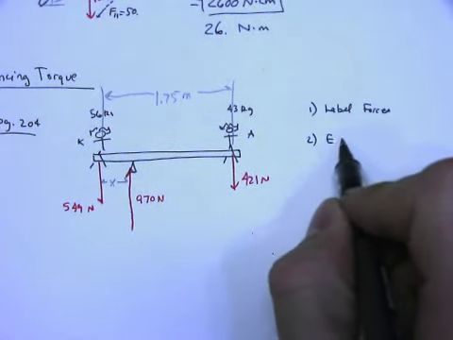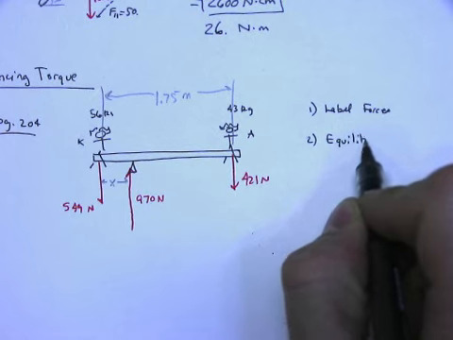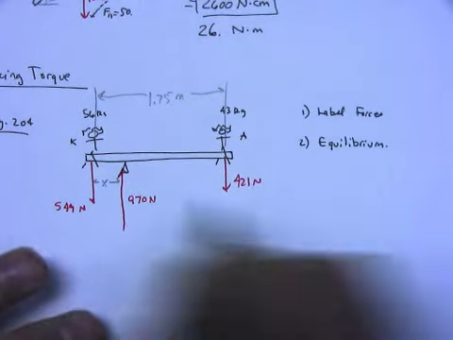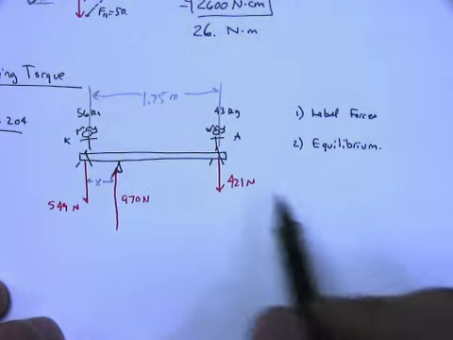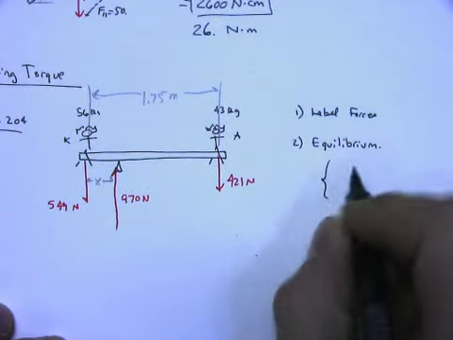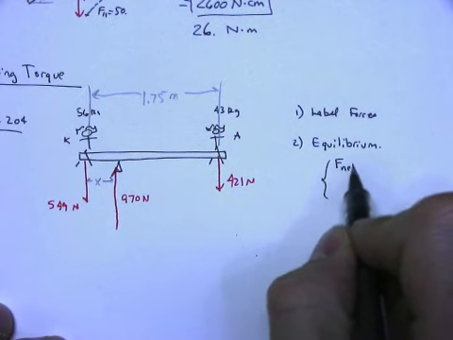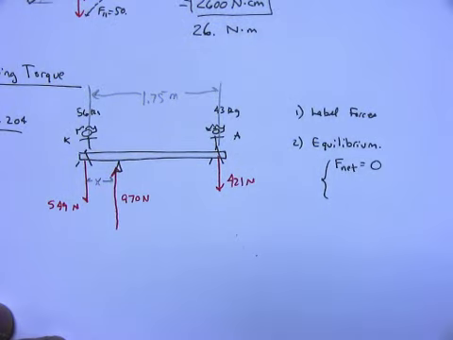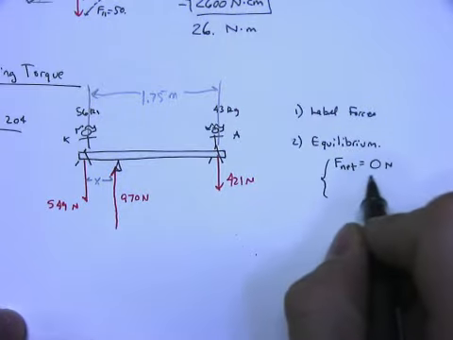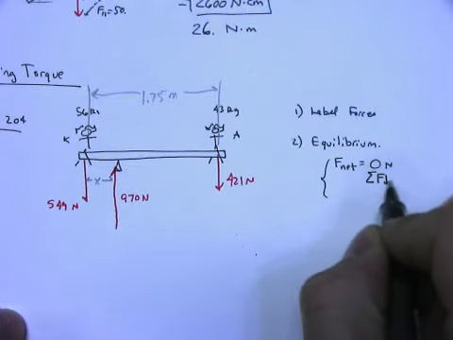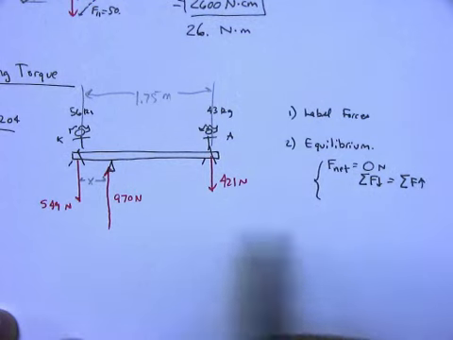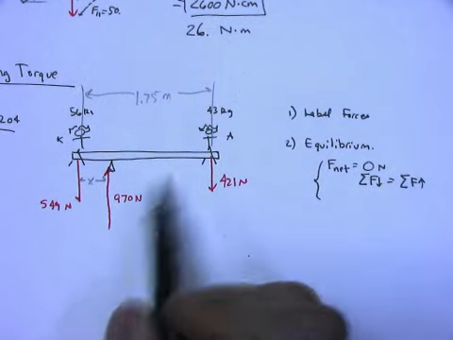Step 2, equilibrium. When we've got equilibrium, these girls, assuming that they're balancing, they are in equilibrium. And equilibrium means a couple of things. The first thing it means is the net force is 0. Everything pulling down equals everything pushing up, which I've got over here.